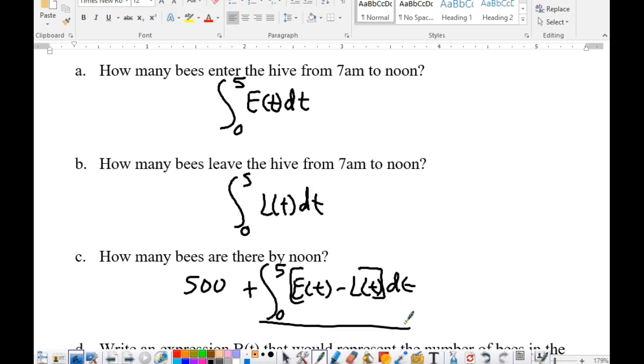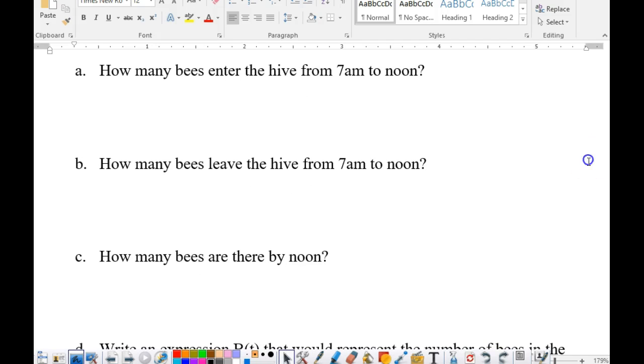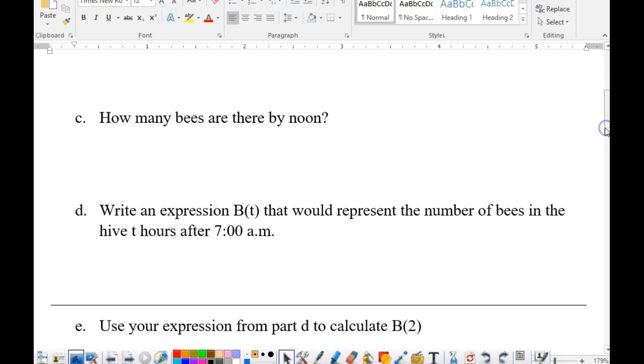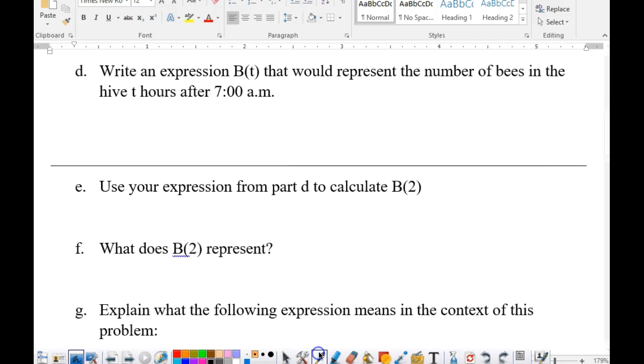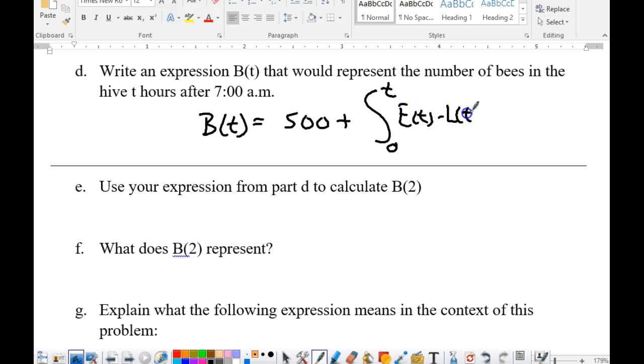And this is actually the same question as the last one down here. Part D asks us to write a function, which is B, right? Let me scroll down so people can see. Can I erase this, you guys? Okay. So part D says write an expression B of T that would represent the number of bees in the hive T hours after 7 a.m. All right, so B of T is equal to 500 plus the integral from 0 to t of E minus L of t dt.